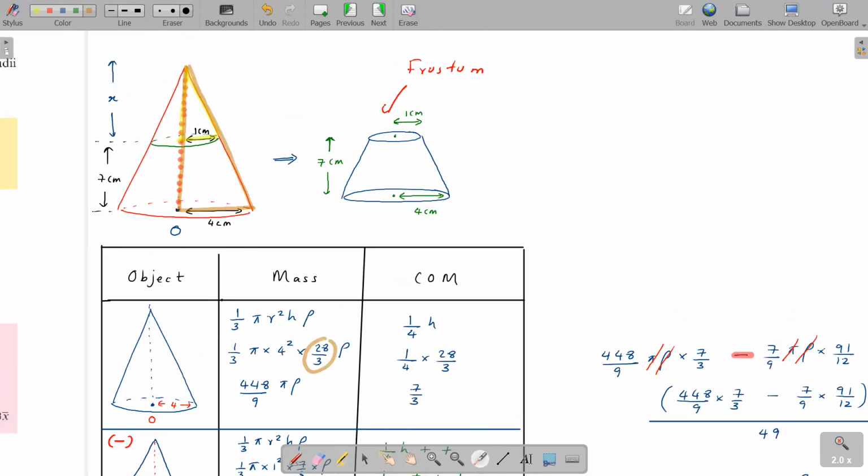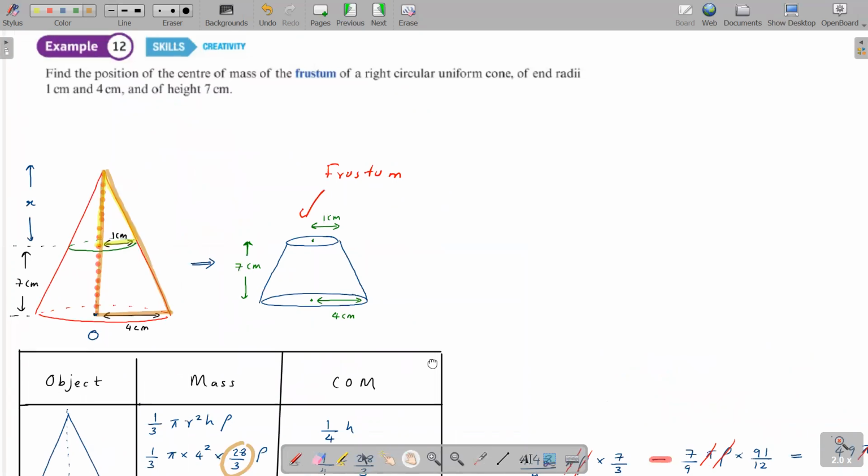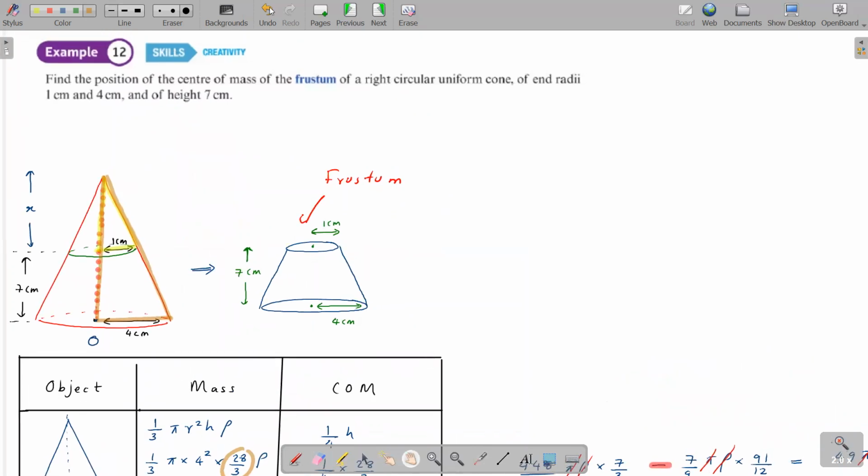If you look at this shape, they have not given you the height of the cone. You don't have the full height of this cone. They've given you the height of the frustum, but not the height of the cone, so this needs to be found. How do you find the height? You need to do some work before you come to this table.